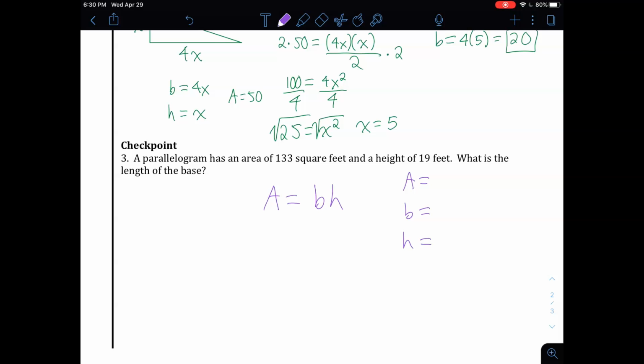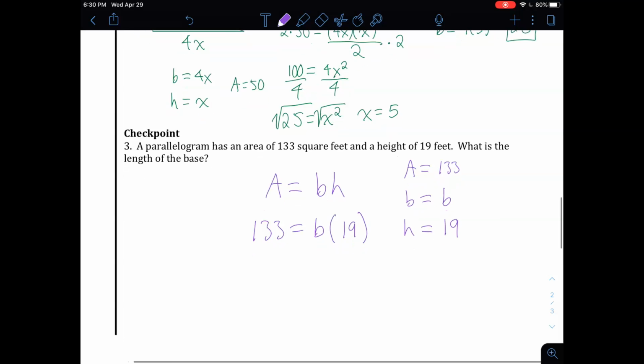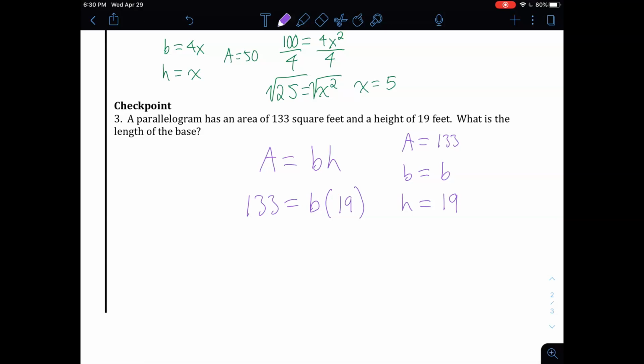It says the area is 133, so we can plug in 133 right here. We know the area. What else do we know? Do we know the base or the height? We know the height is 19, and we actually don't know the base, so let's just keep that as base. So now let's plug these in here. We're going to have 133 equals the base times 19, which is the height. Now, how do we solve this? How do we undo multiplying by 19 to get b alone? We're going to divide by 19. And the base is going to equal 7 feet.